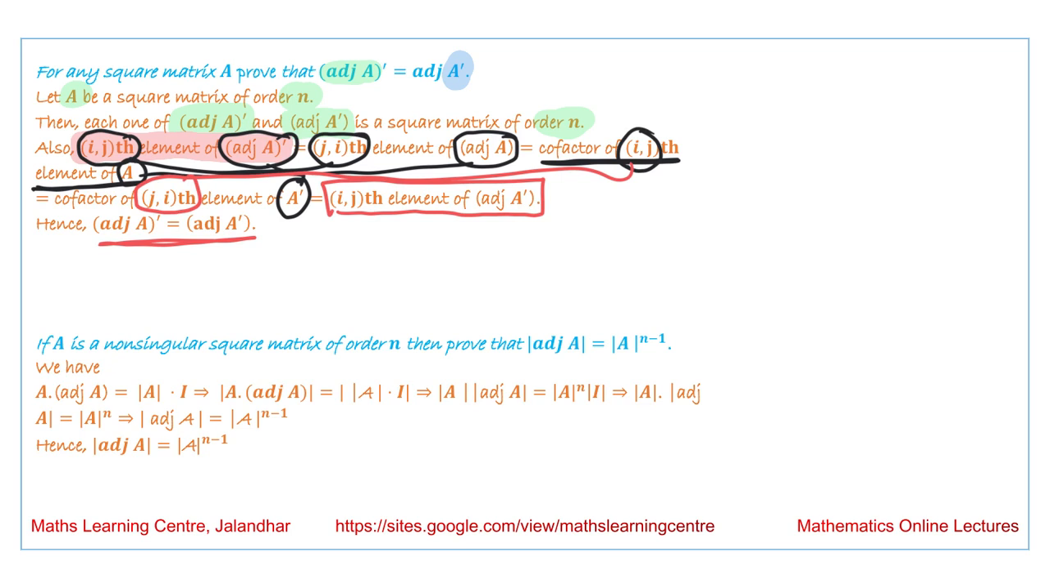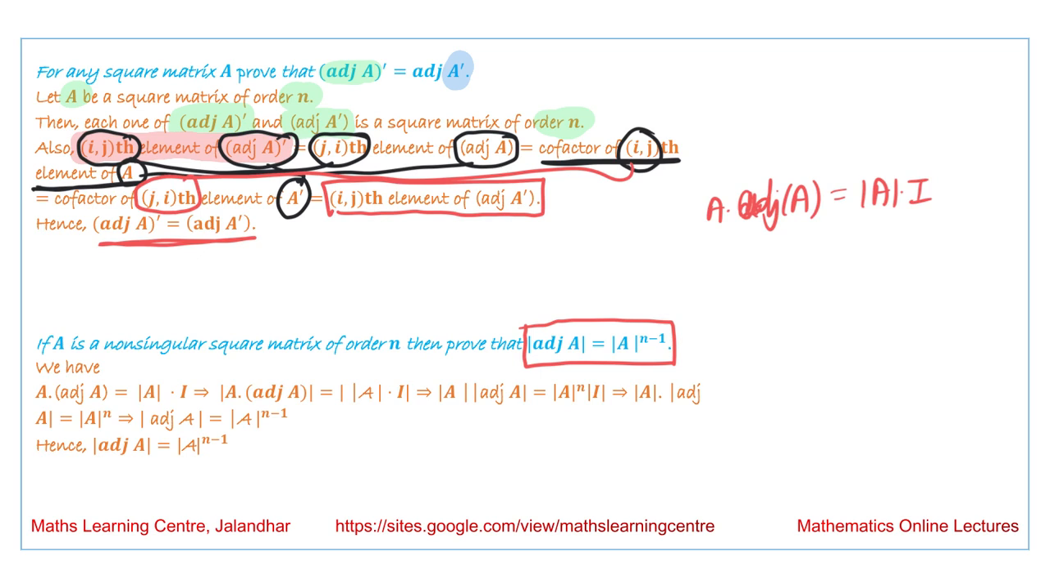Next, if A is a non-singular square matrix of order n, then we have to prove that determinant of adjoint A is equal to determinant of A raised to the power n minus 1. So we know that A into adjoint A is equal to determinant of A into I.